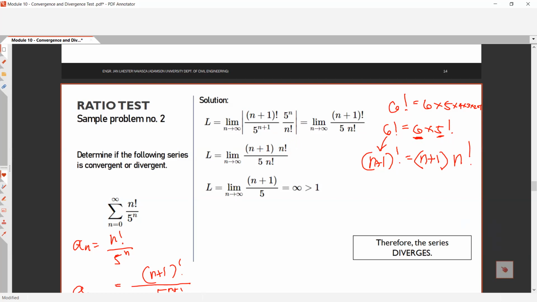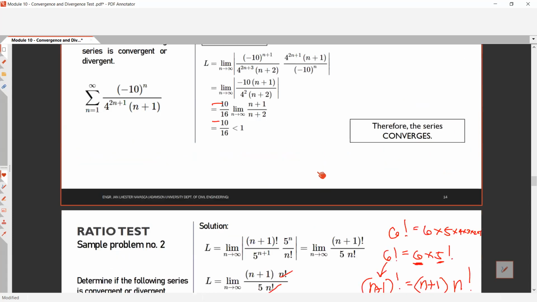So we can now cancel your n factorial. What you have left is n plus 1 over 5. So yung n plus 1 over 5, taking the limit of n plus 1 over 5 as n approaches infinity, substitute mo infinity dito. So infinity plus 1 over 5, a very large number divided by 5. What do you think the answer? Approaching pa rin siya sa infinite. A very large number divided by any number is approaching infinite.